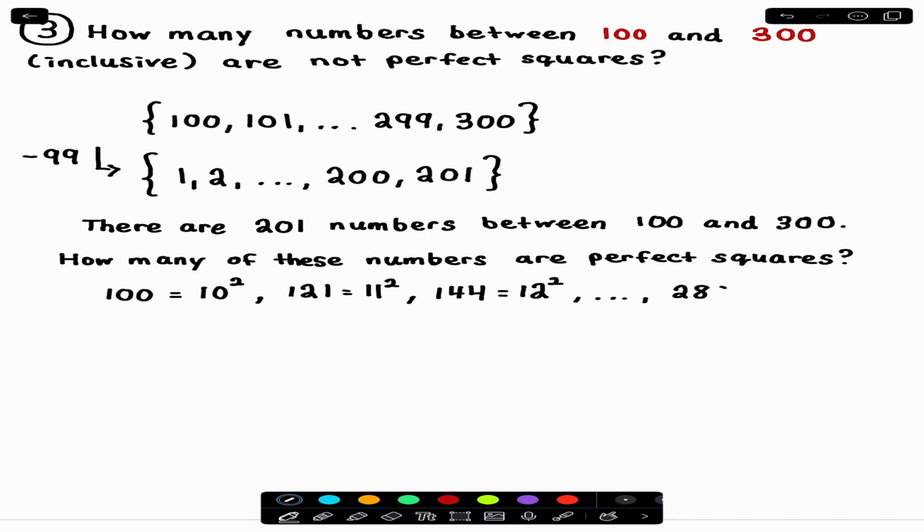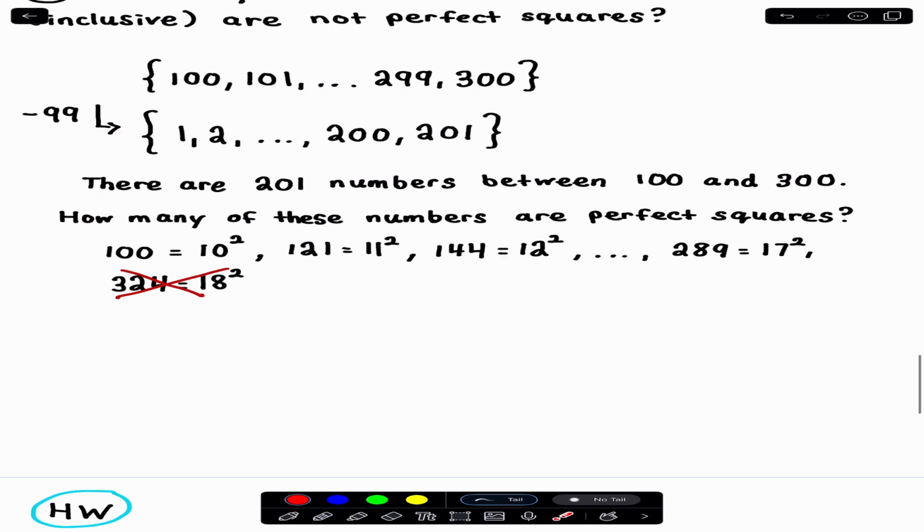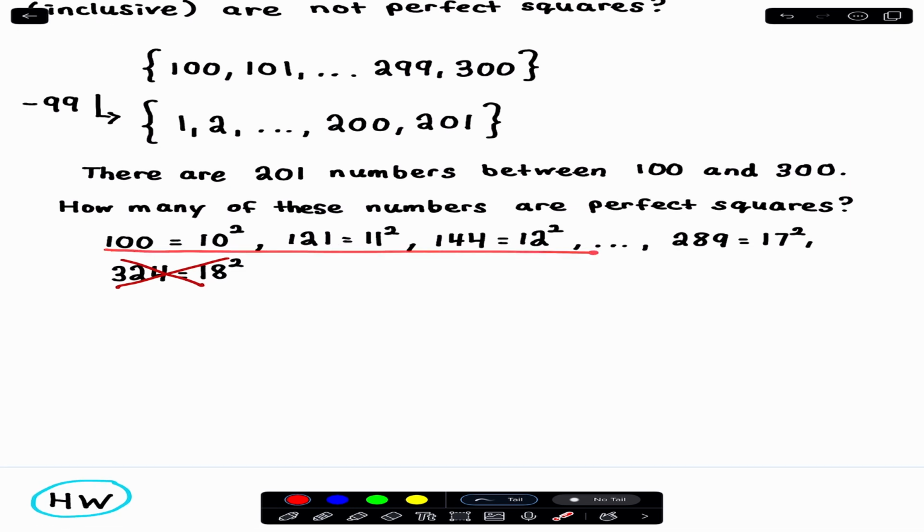But the number 289 is 17 squared. And the number 324 is the next perfect square. It's 18 squared. Too big, because 324 is greater than 300. So the numbers we're interested in are 100, 121, 144, all the way up to 289.